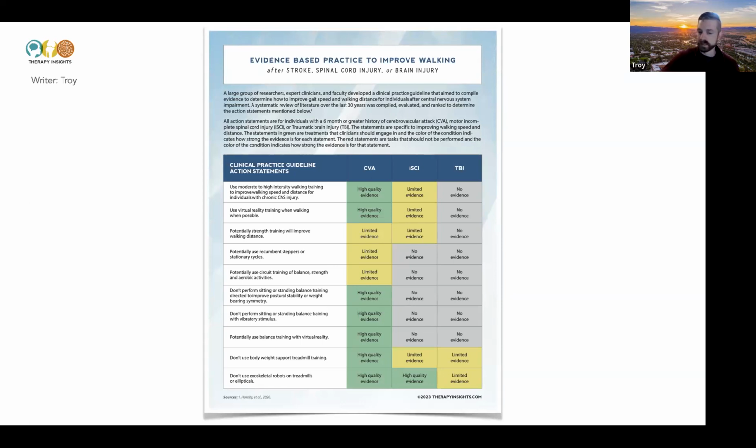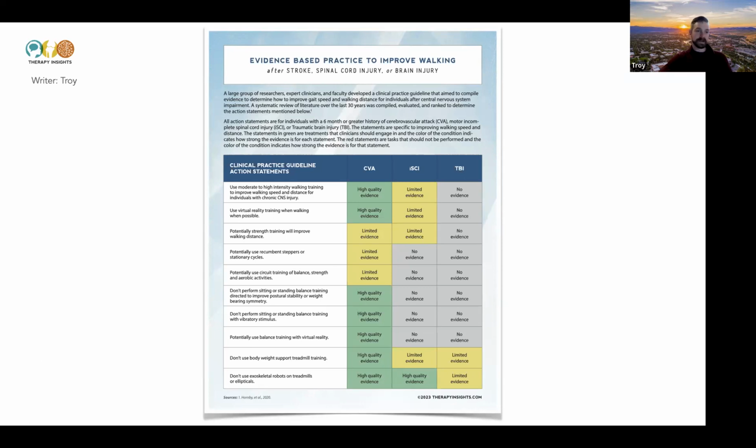For example, one of the action statements that they put together was don't use body weight support treadmill training. For individuals with stroke, they said that's high quality evidence not to use that. It was not effective for them. And then limited evidence for incomplete spinal cord injury and TBI. There was use of virtual reality when walking, when possible. High quality evidence for those with a stroke. Don't use elliptical or exoskeleton robots on treadmills or ellipticals. High quality evidence for folks after incomplete spinal cord injury.